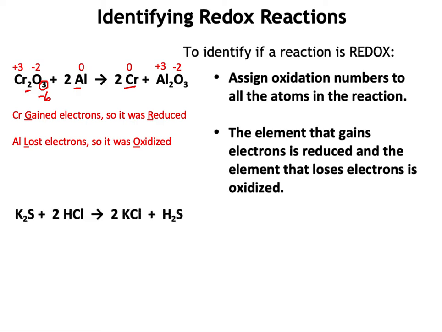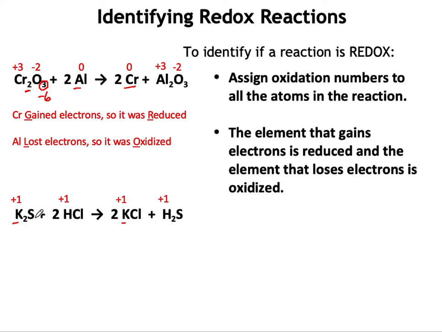Let's do another one, right? K2S plus 2HCl goes to KCl plus H2S. Let's assign oxidation states. Group 1 atoms, like potassium, are always going to be +1, right? Group 1 is always going to be +1. Hydrogen, 90% of the time, you guys don't have to worry about the other 10%, is going to be +1. And then let's just fill in the rest. Chlorine is nice and easy.